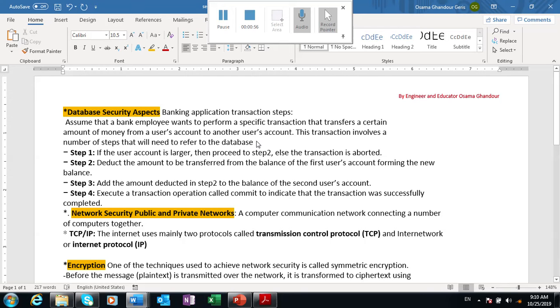So, in these steps, which is like the pseudocode, it's algorithm. It's another way, like the flowchart. It's the first step to write the program. So our program here related to the database of the user accounts in a bank system. So first, if the user account is larger, then process step 2, else transaction is aborted.